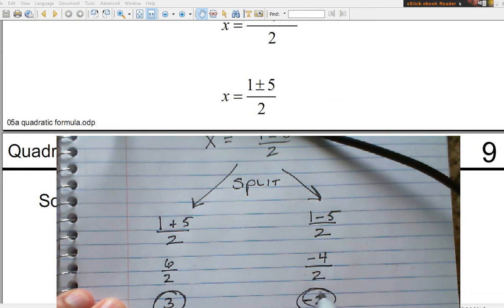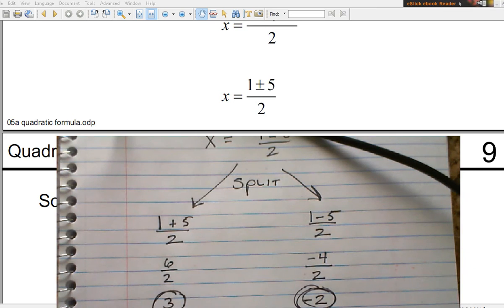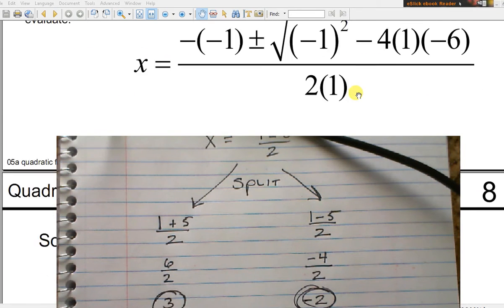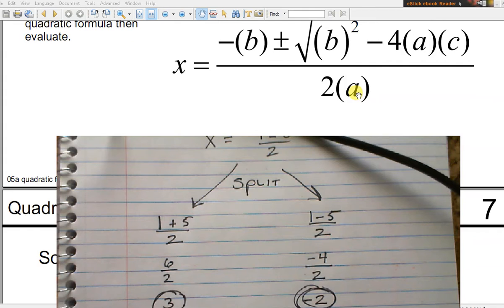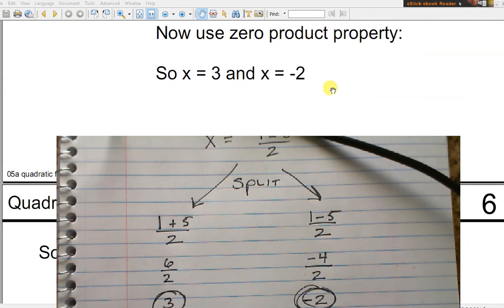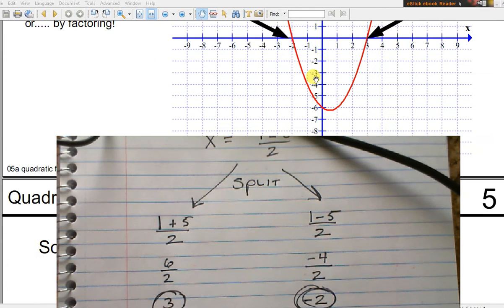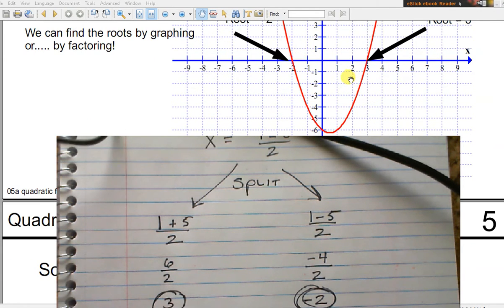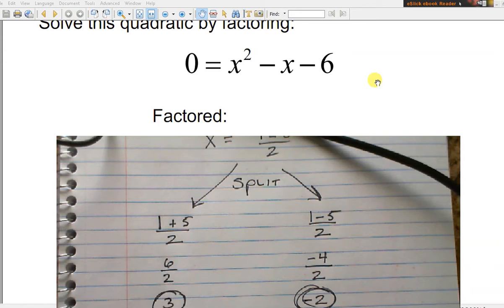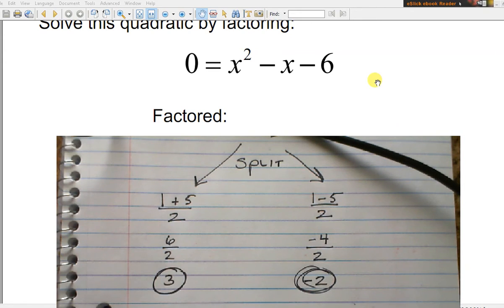There's the other root. 3 and negative 2 are the solutions, which, if we go back to where we started, we already knew it was going to be 3 and negative 2. Or if we went back to the graph, 3 and negative 2. That is the quadratic formula. We're going to do another one.